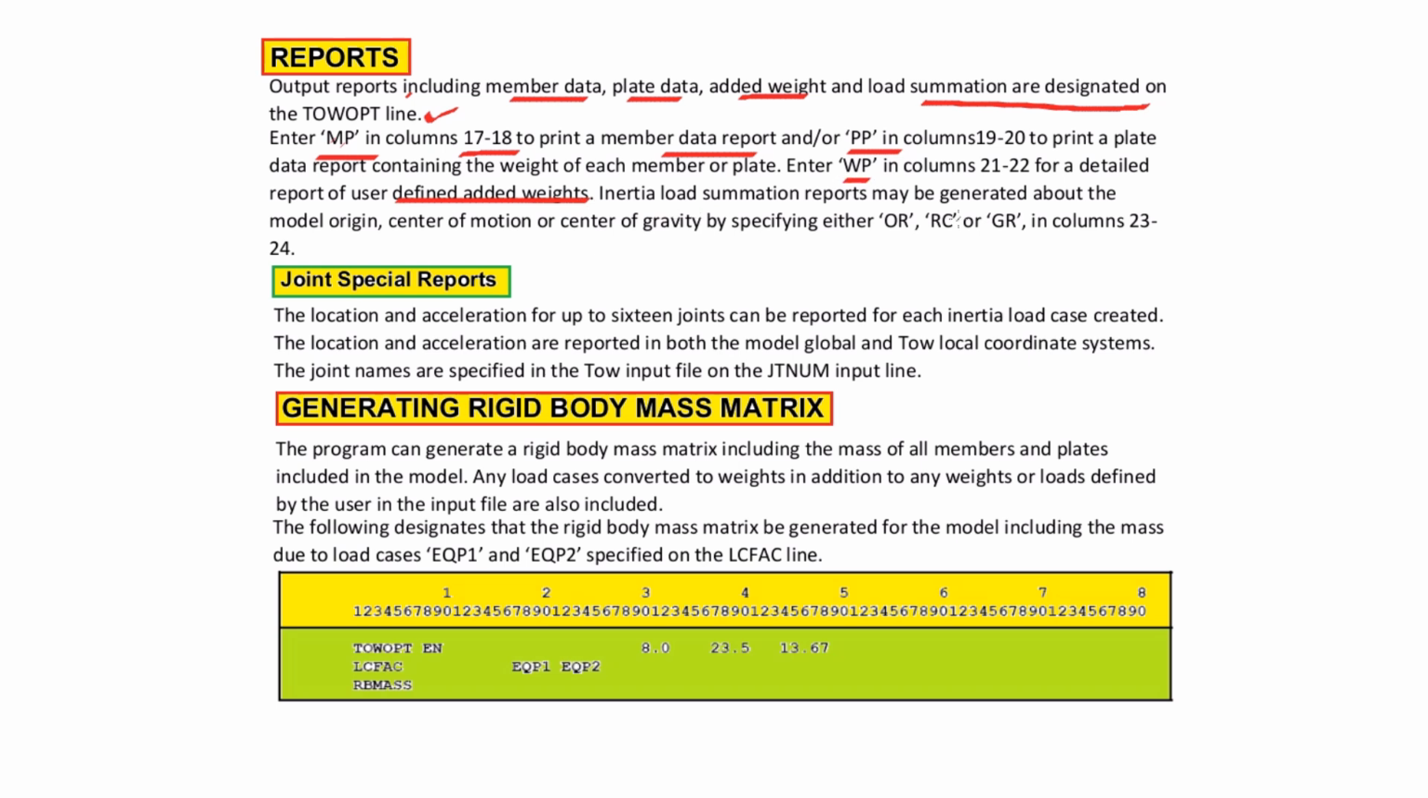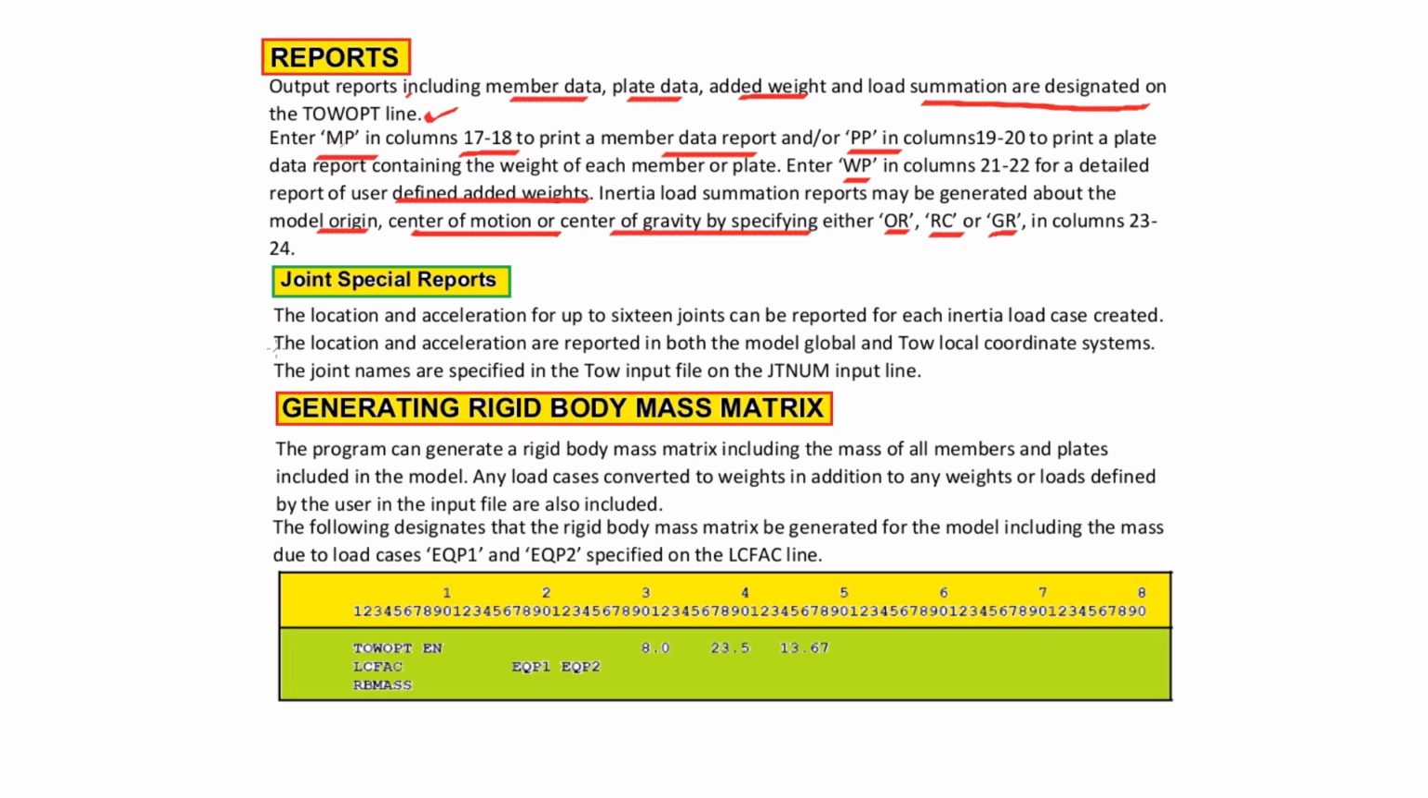Inertial load summation reports may be generated about the model origin, center of motion, or center of gravity, by specifying origin, or C for the center of motion (rotational center), and gravity for the center of gravity (gravitational center).